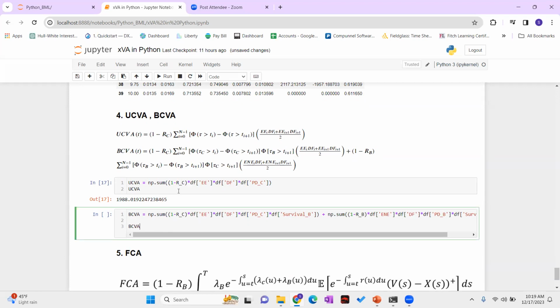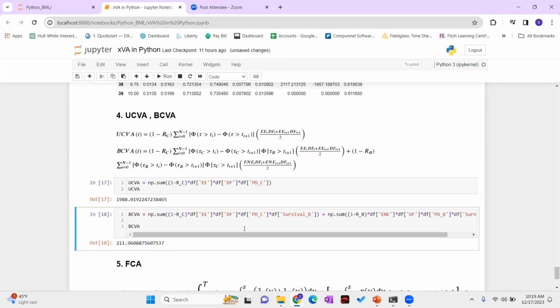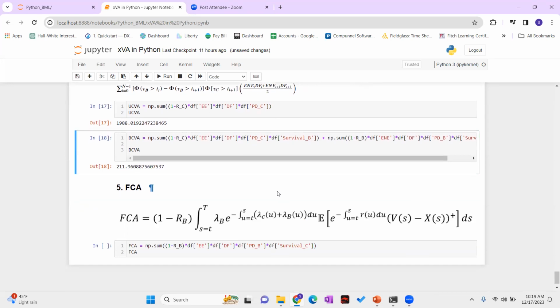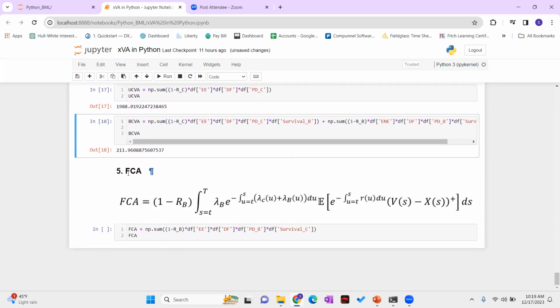For BCVA, you have to be very careful whose recovery you are taking, and whether it's EE or ENE, whose survival probability you're taking, and whose marginal default probability you're taking. Just have to be careful with those. The formula is straightforward. Okay. And finally, I have FCA.